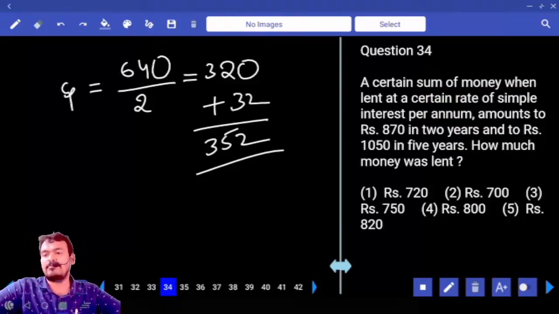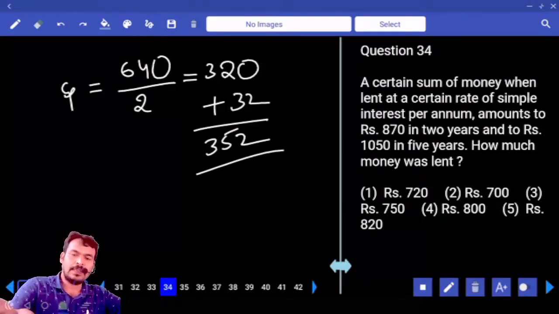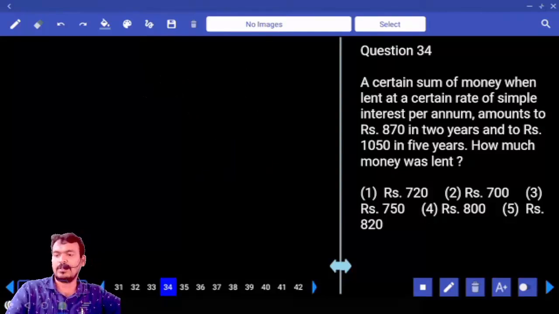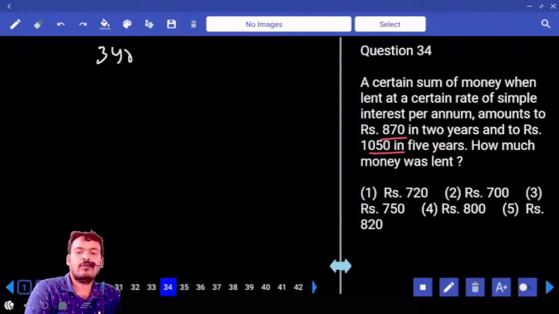Next question number 34. A certain sum of money when lent at a certain rate of simple interest per annum amounts to 870 in how many years? 2 years. And 2050 in how many years? 5 years. How much money was lent? First case how many years? 2 years amount. And second case 5 years amount. How many years is the difference? 3 years.